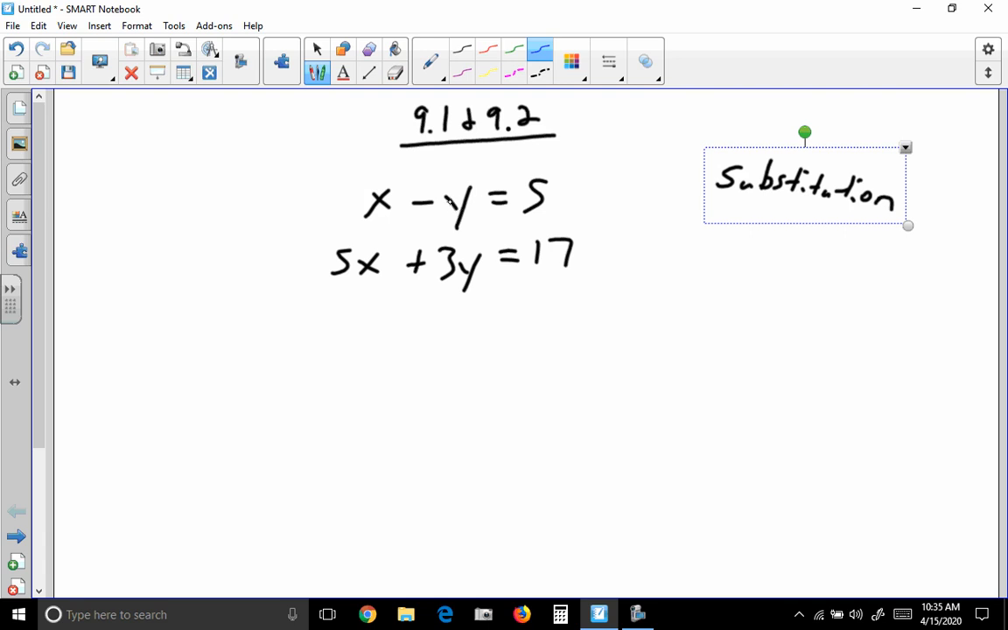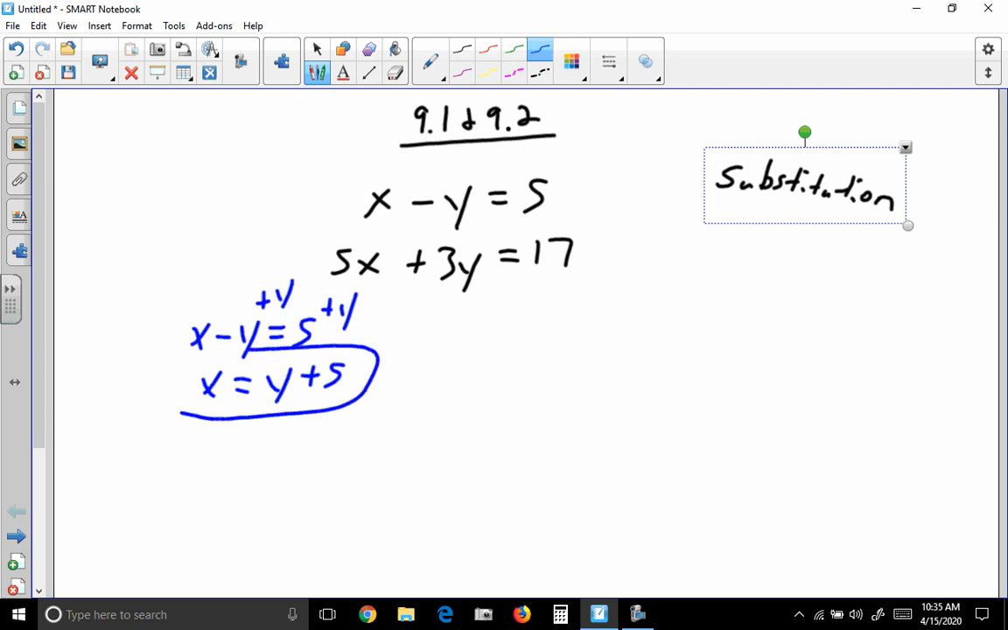We could get this y by itself fairly easily, but if we take that top equation, x minus y equals 5, and simply add y to both sides, then we have x by itself. x equals 5 plus y, or y plus 5.